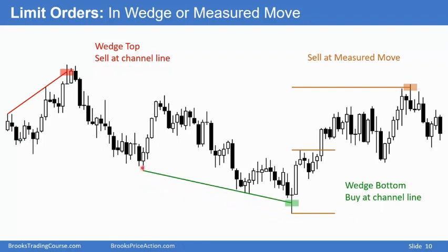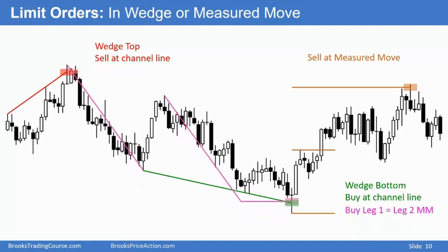Wedge bottom, 3 pushes down, 1, 2, and now 3. A lot of trading range price action. This is probably a bear leg in what will become a trading range. Traders will therefore place a limit order at the bottom of this channel, and they'd get filled right here, betting on a couple legs up.